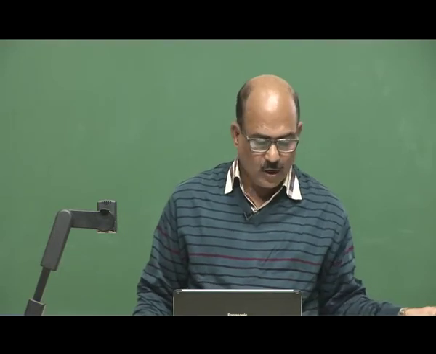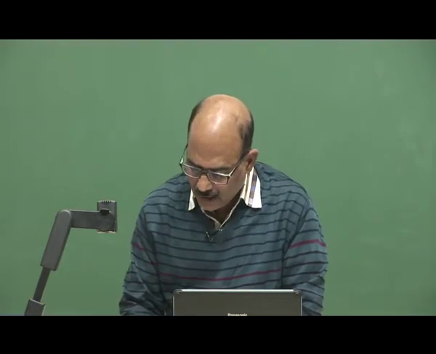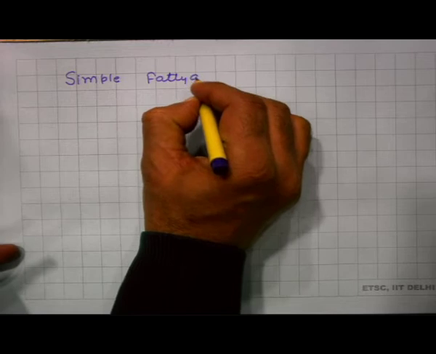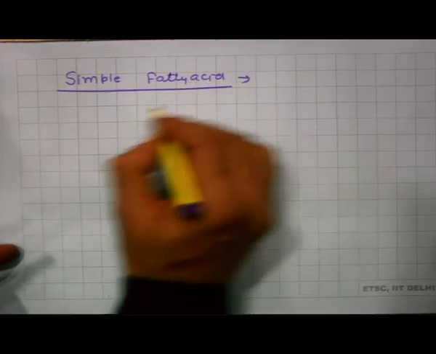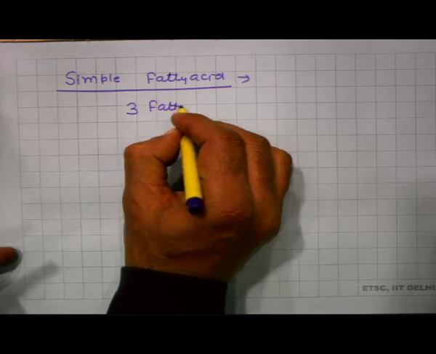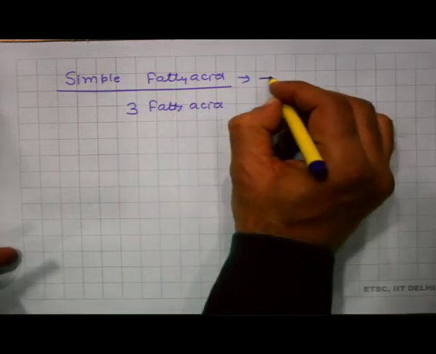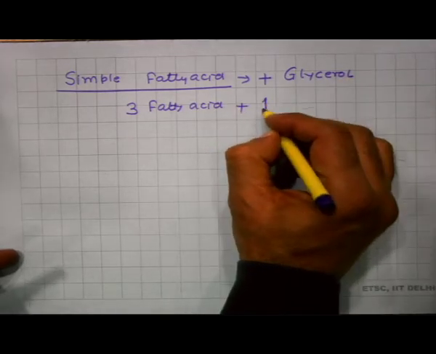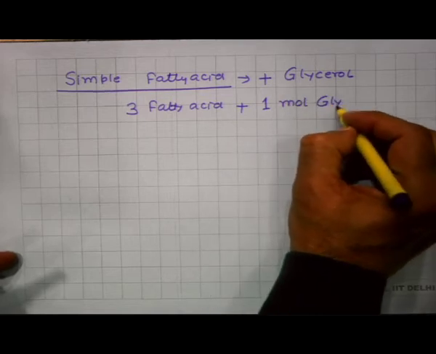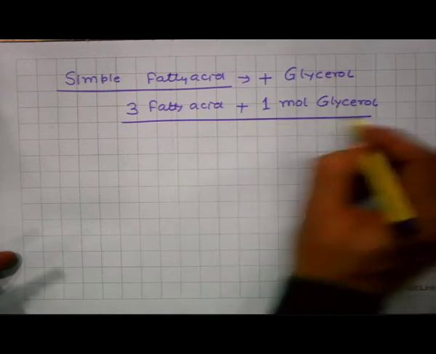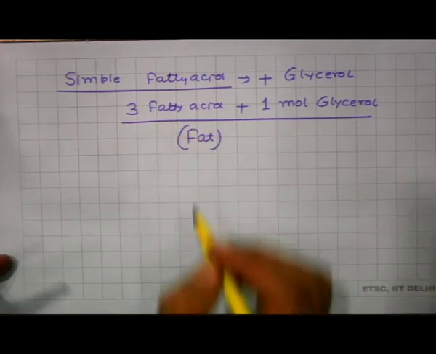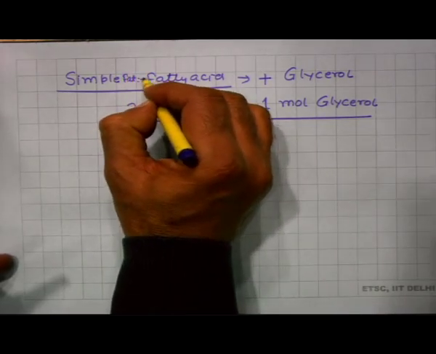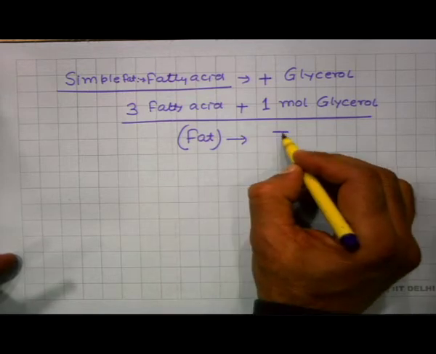How is this fat formed? The simple fat is made when 3 molecules of fatty acid combine with 1 mole of glycerol. It forms the simple fat made by fatty acid and glycerol, which is called triglyceride.